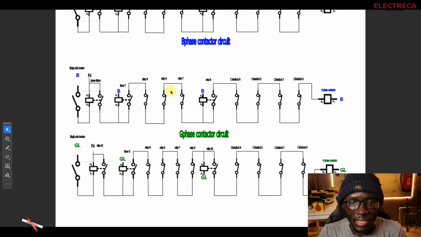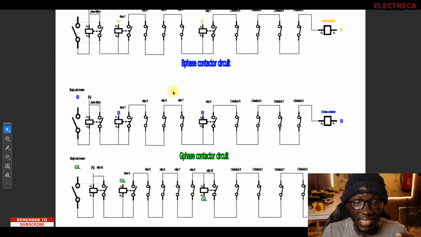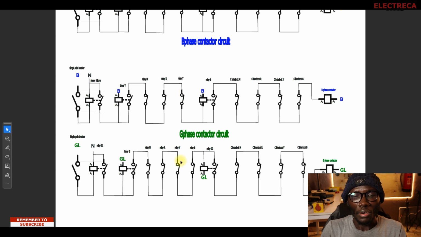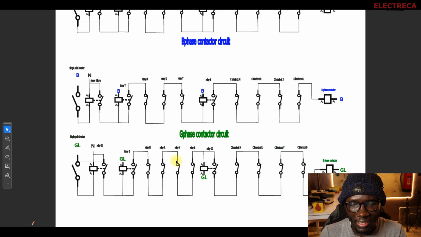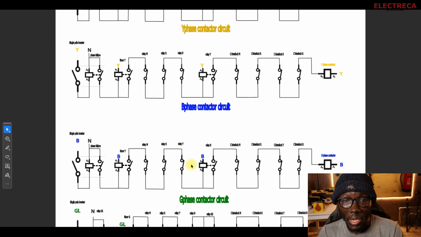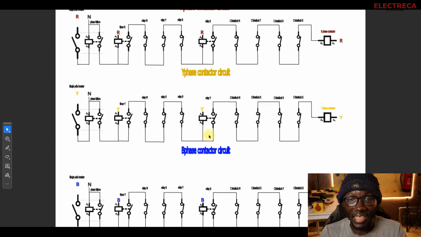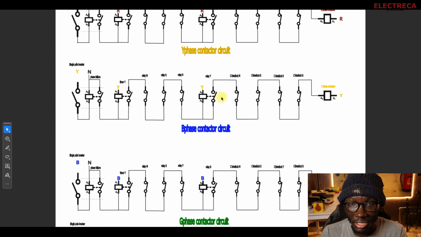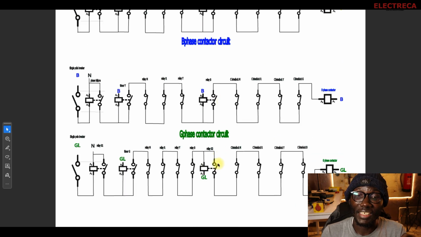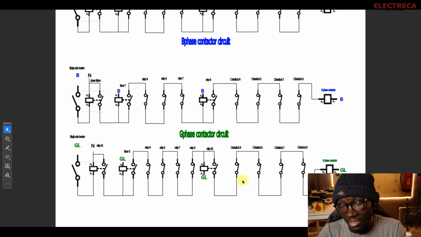Okay, now let us look at the generator. If you look at this circuit here, you realize that we have not passed the generator up this side, because the generator will only run if there is no grid completely.